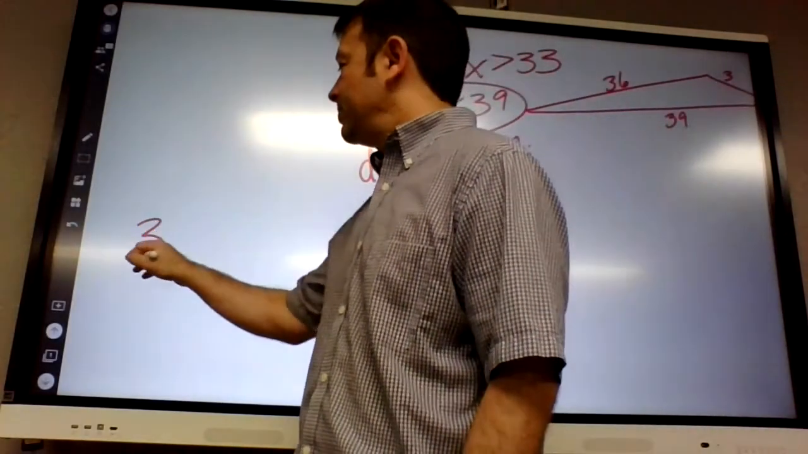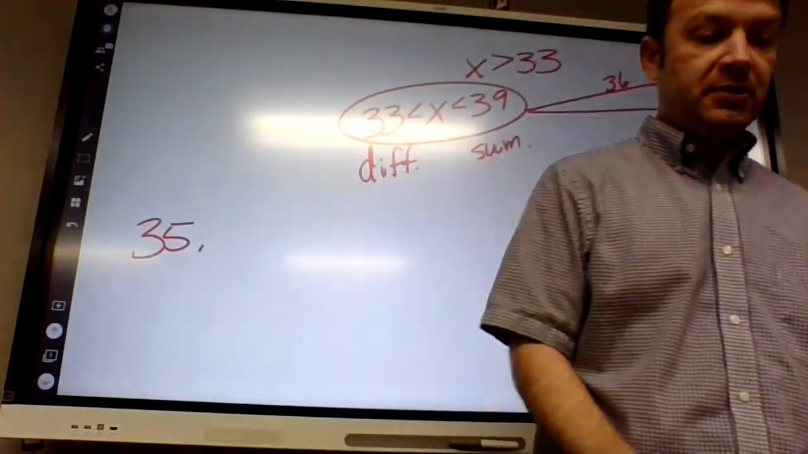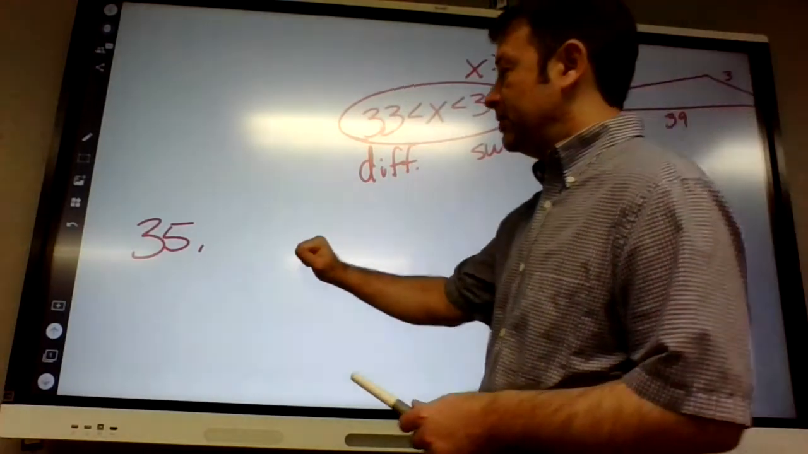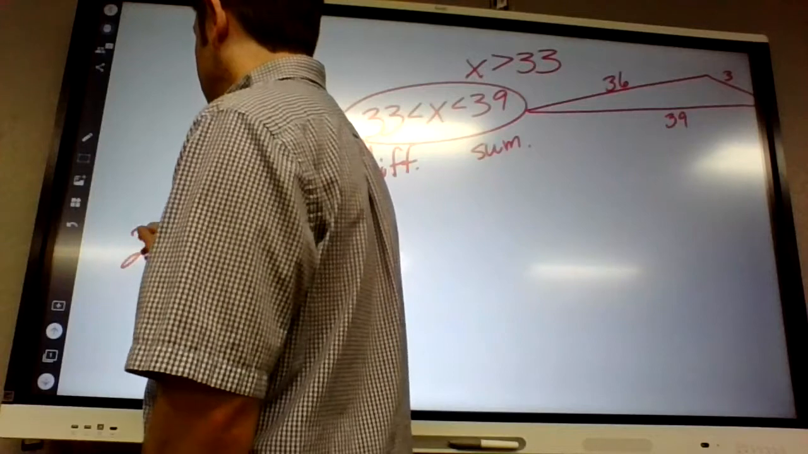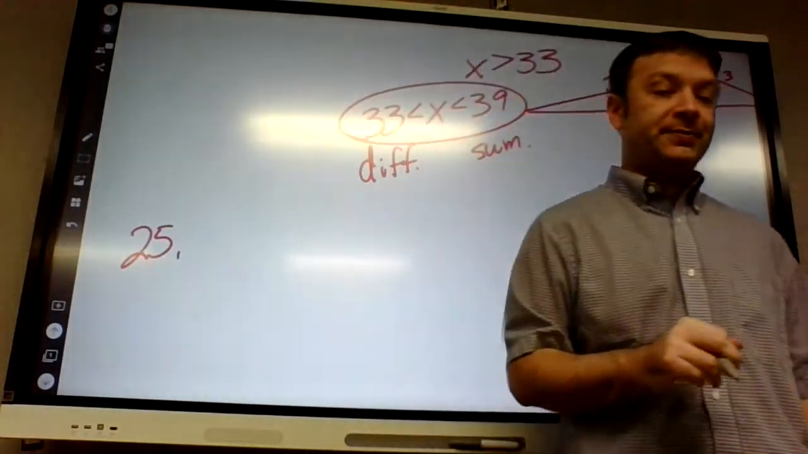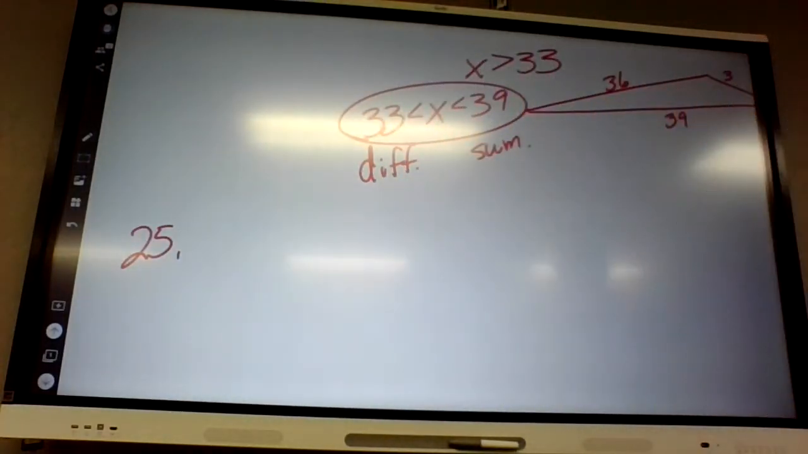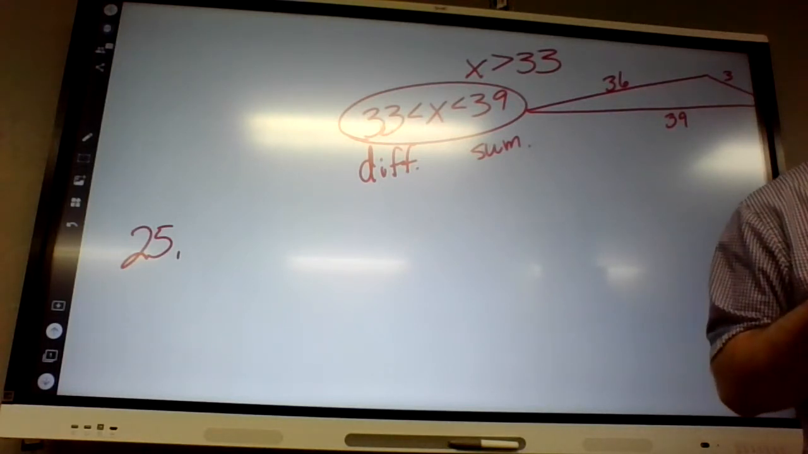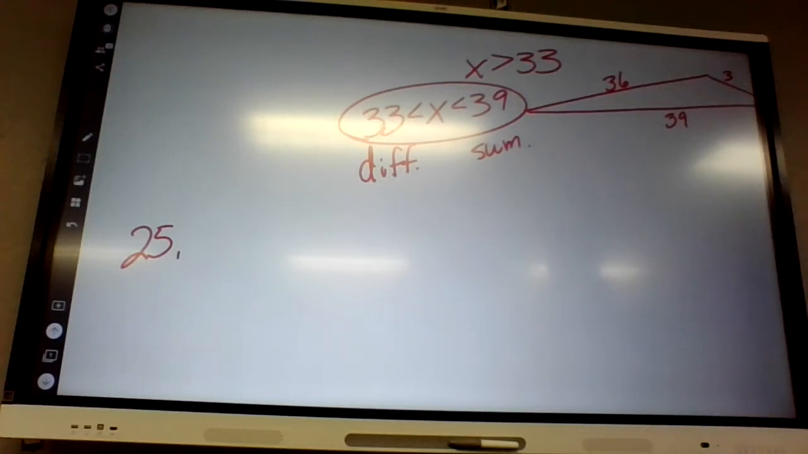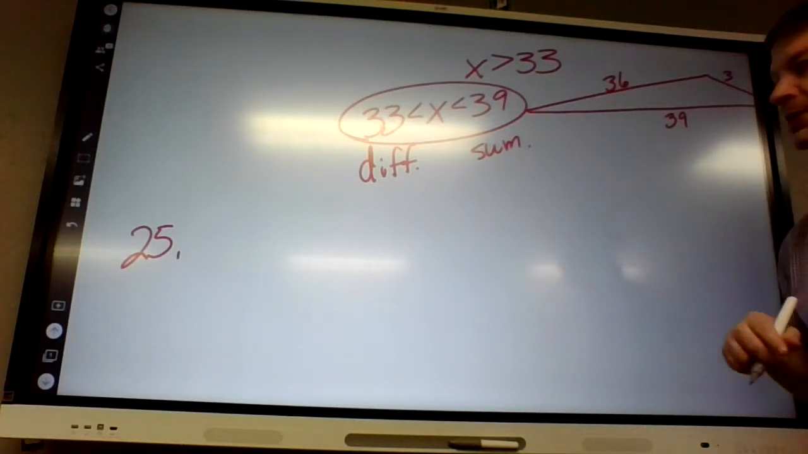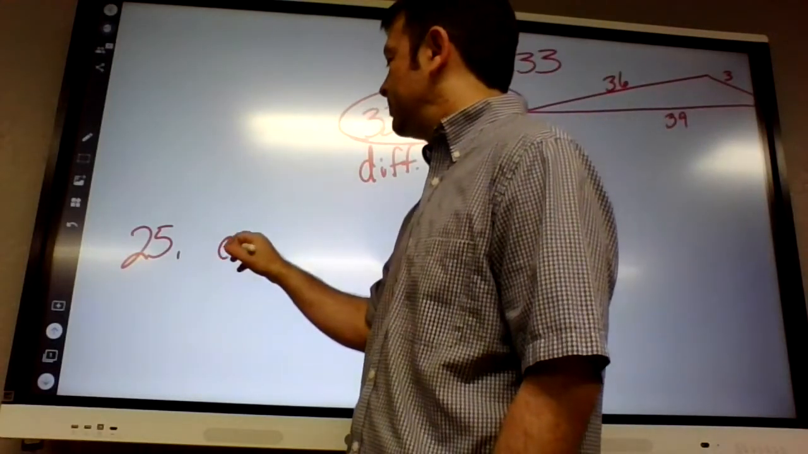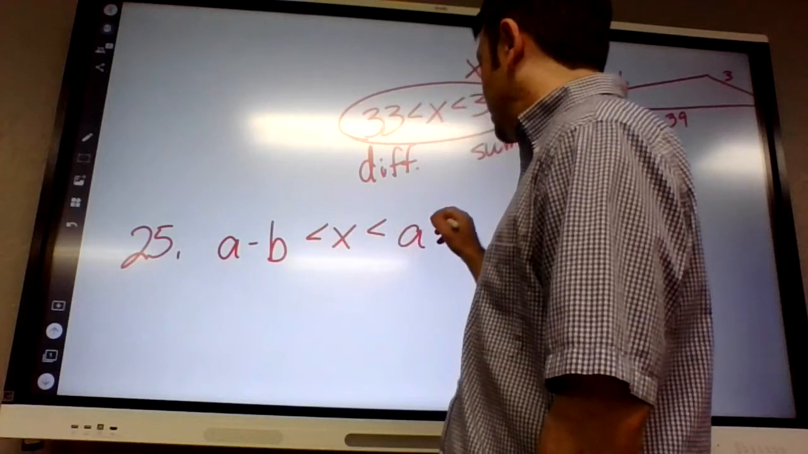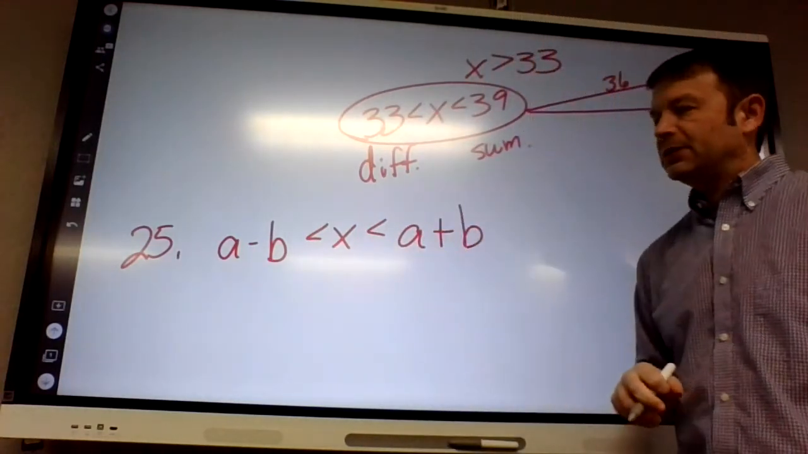All right, so on 35, oh goodness, or 25 rather, it gives us letters because they wanted us to find the pattern. So the pattern is X has to be bigger than the difference of A and B, and it's got to be smaller than the sum of A and B.